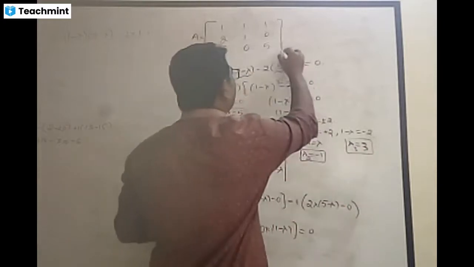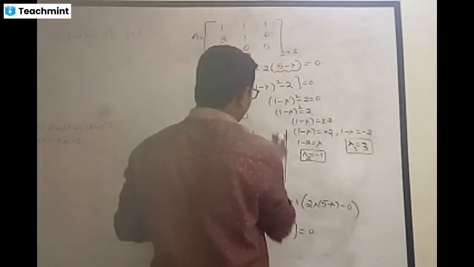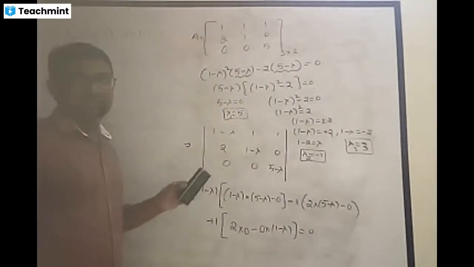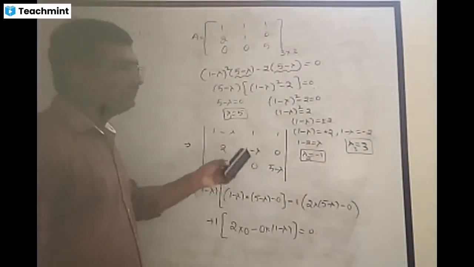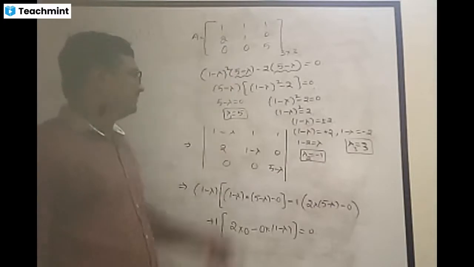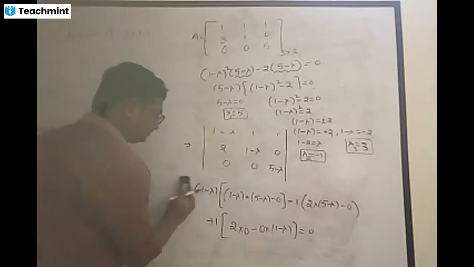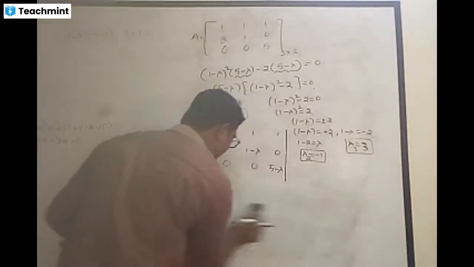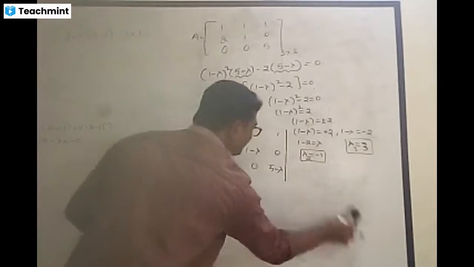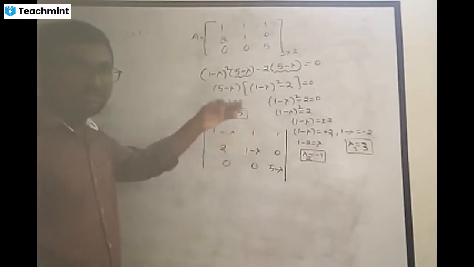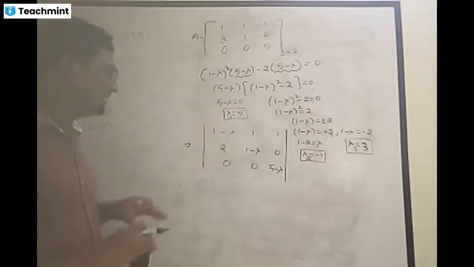For a 3 by 3 matrix, we'll get 3 eigenvalues: lambda 1, lambda 2 and lambda 3. These are the 3 eigenvalues for the given matrix A. How to find eigenvectors? I will write and show you how to find the eigenvector for a 3 by 3 matrix. Previously, I did it for a 2 by 2 matrix. Now we do it for a 3 by 3 matrix.